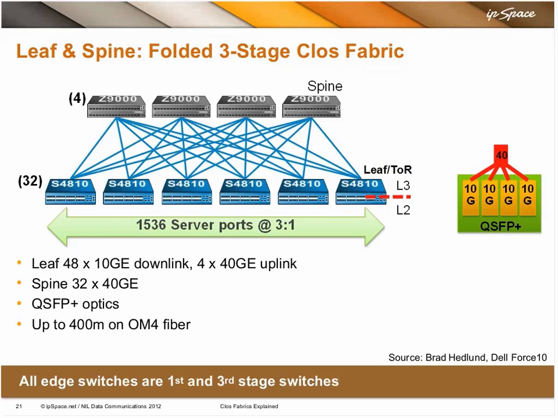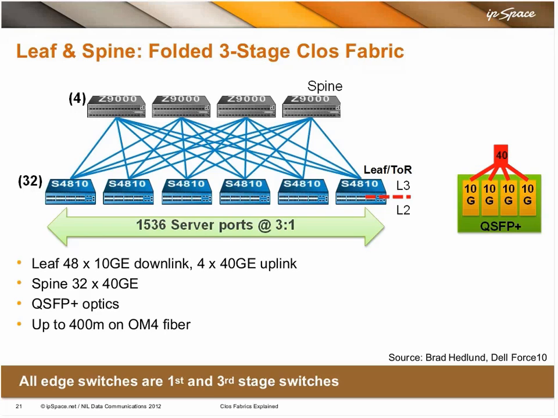Because the leaf switch is the top of rack switch, we're going to work with the assumption that we're going to need fiber to go from the leaf to the spine. The spine is probably going to be located several racks away, if not many rows away. So we're not going to be within a short enough distance to leverage copper cabling.